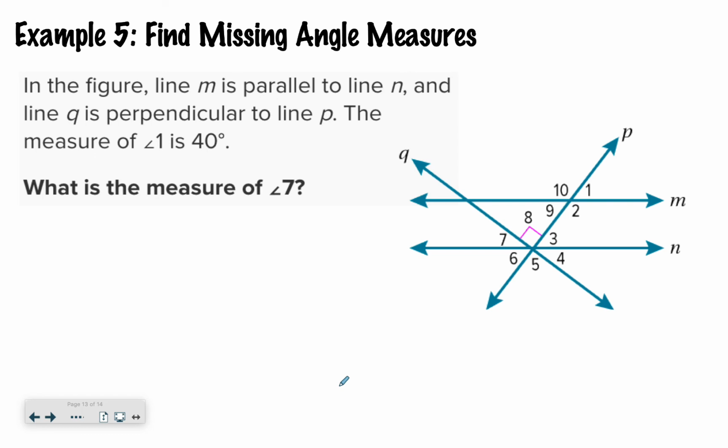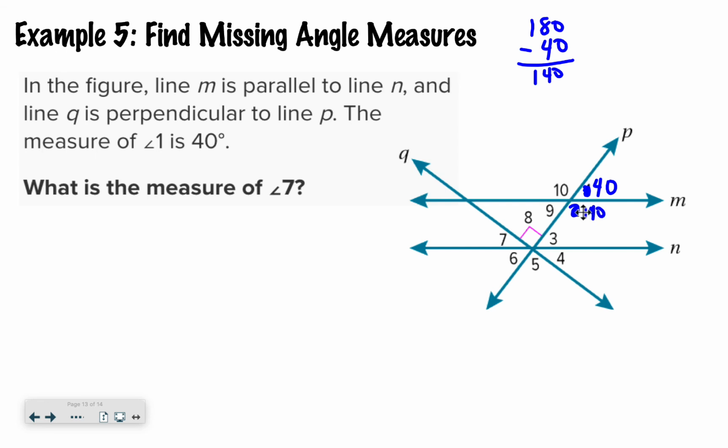Okay, so let's start with the stuff we know. The measure of angle 1 is 40 degrees. So if I know that the measure of angle 1 is 40 degrees, what are some other things I can figure out? I can figure out that angle 2 forms a straight line with it, so that's supplementary. So if I do 180 minus 40, I get 140. So I know that the measure of angle 2 is 140 degrees.